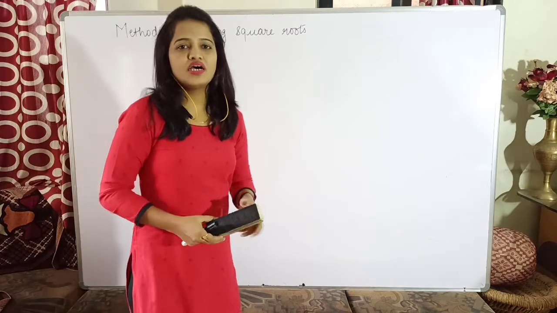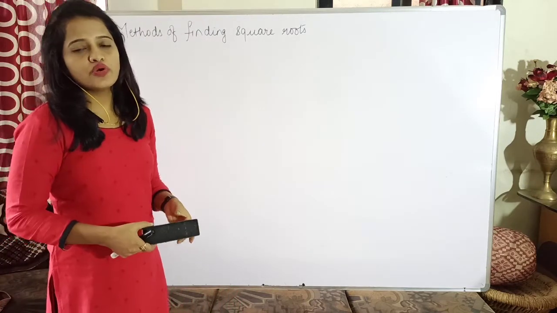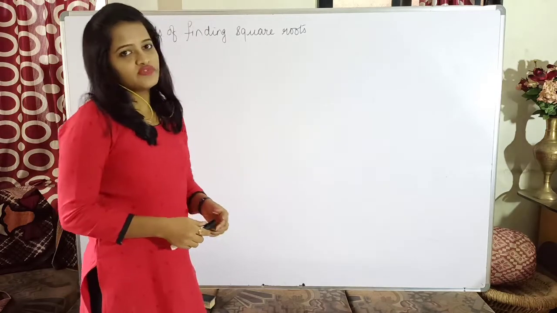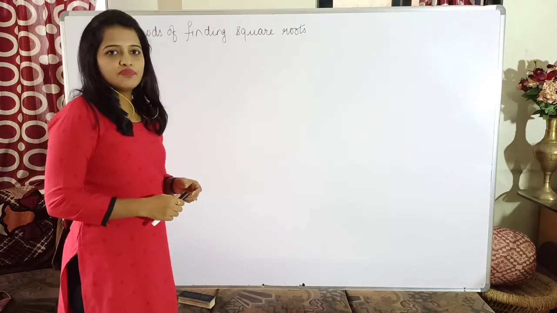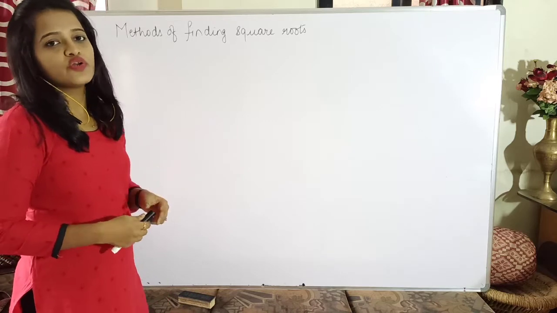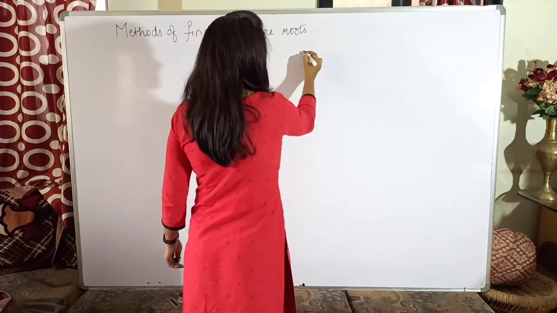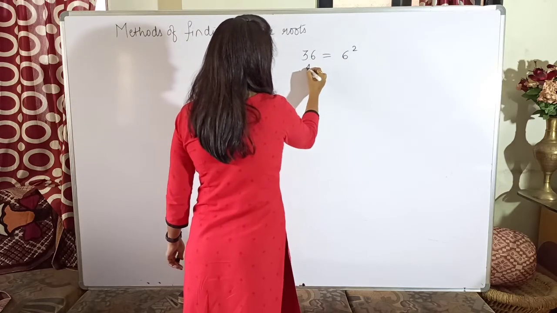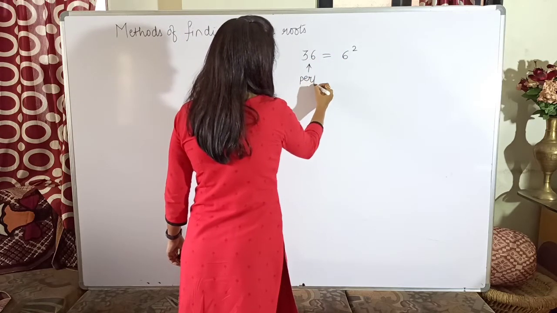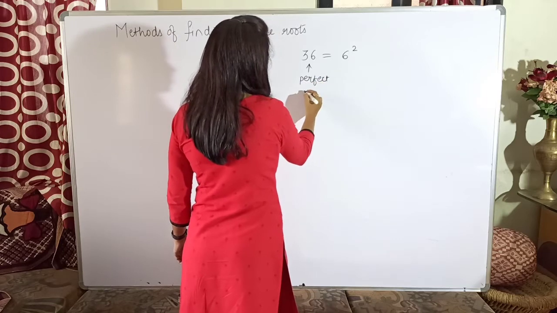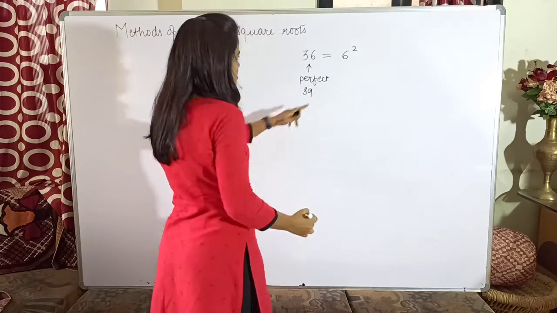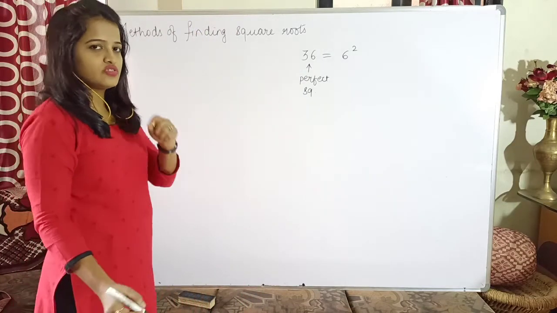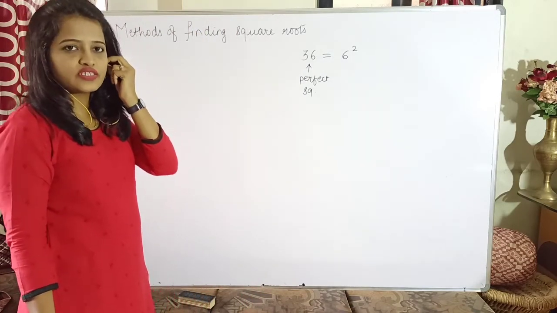Now let us see how to find the square roots of the perfect square. As we have seen, a number is called a perfect square if it is a square of a natural number. So if I write 36, which is the square of 6, then 36 is called a perfect square. Then what is called the square root? 6 is called the square root of 36. Okay, so that is the concept between the square and square root.